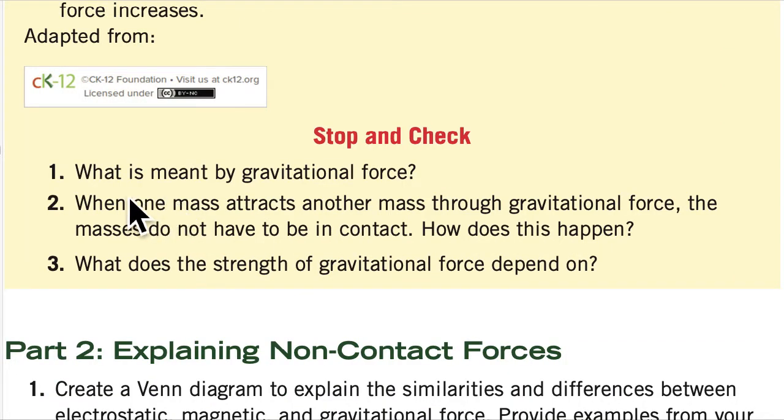Stop and check. What is meant by gravitational force? When one mass attracts another mass through gravitational force, the masses do not have to be in contact. How does this happen? What does the strength of gravitational force depend on?